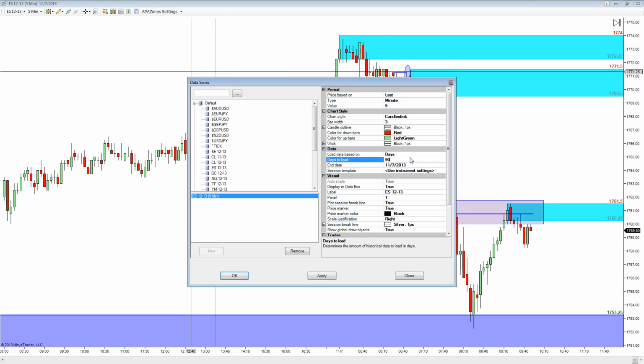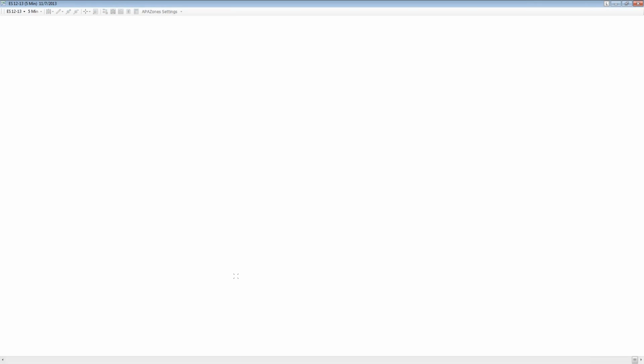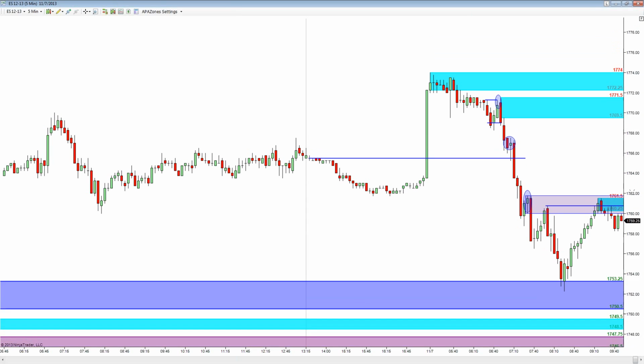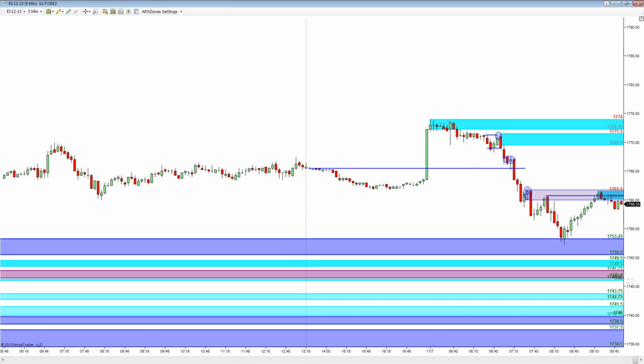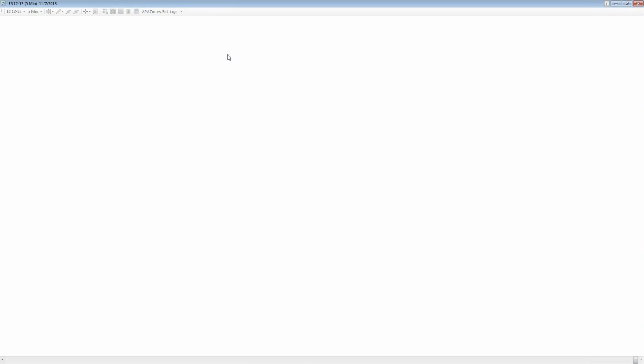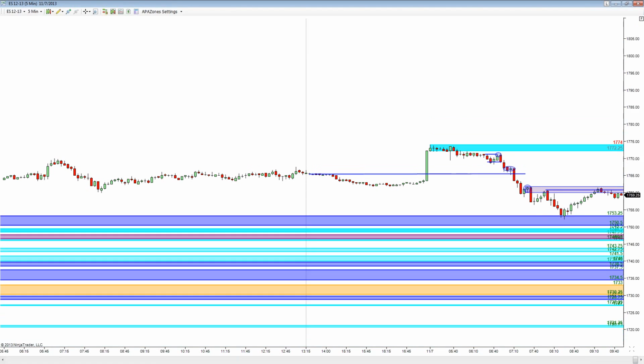Let's do 180 days. Oh, that's a lot of days on a 5-minute time frame. Let's do 120 days. Took a little bit, but it's still pretty fast.